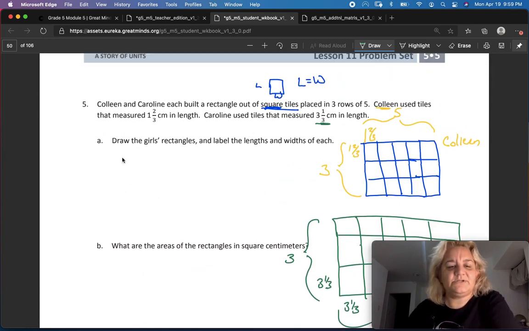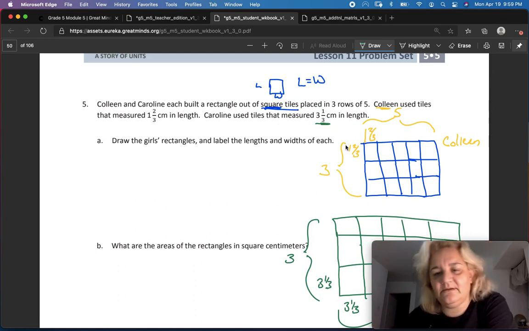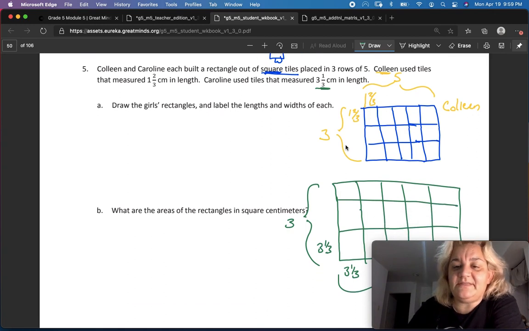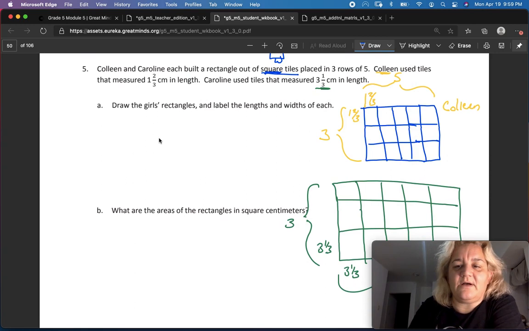Okay, draw the girls' rectangles and label the lengths and widths of each. Oh, see, we drew them before they even asked us to. But they want to know what the length and the width are of each one. So we're going to have to find that. So Colleen, right?